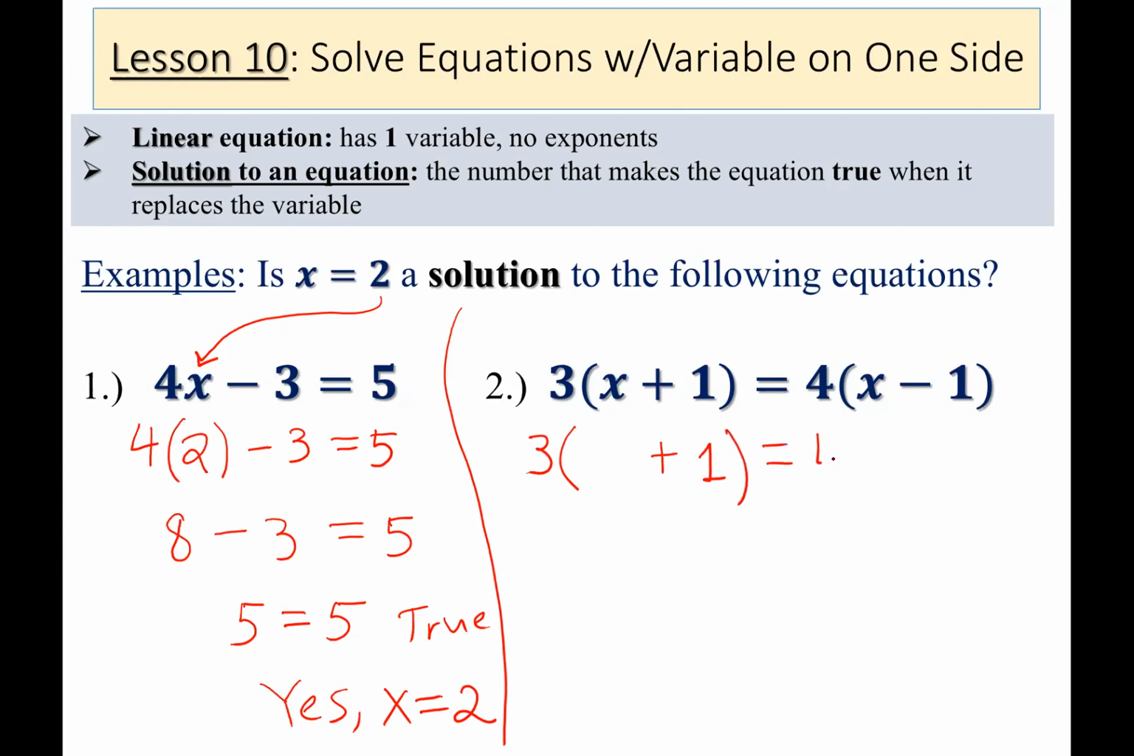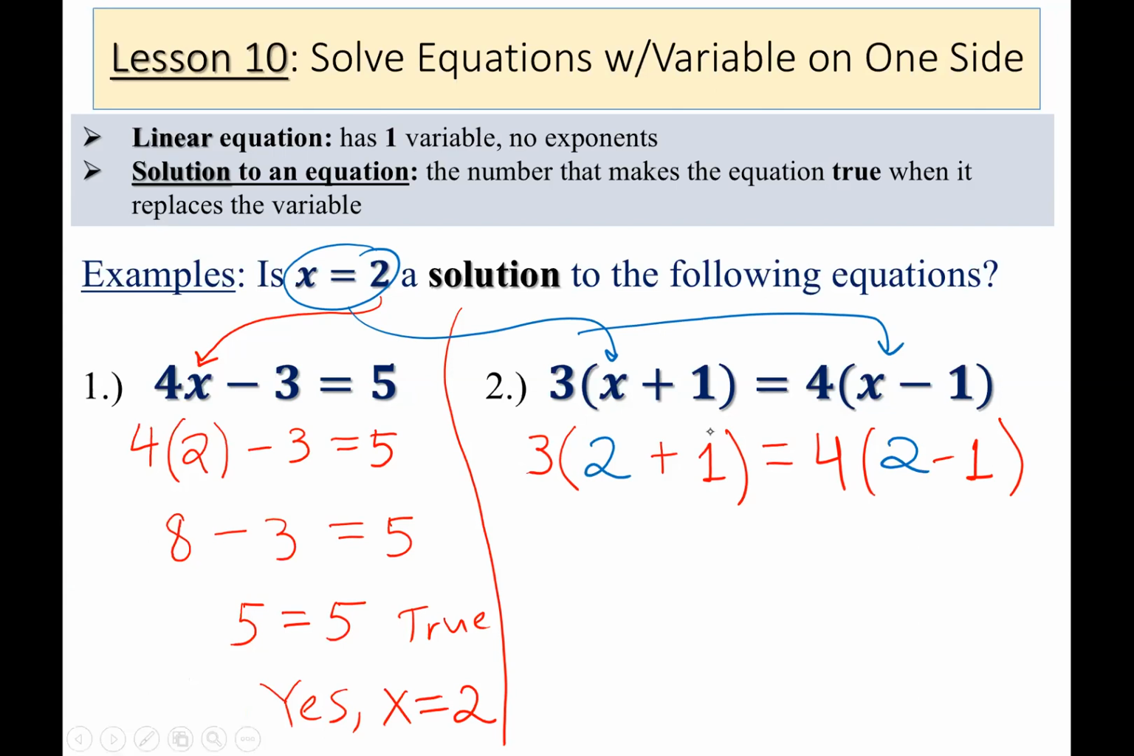So the first thing I'm doing is, you can see I'm basically copying down the entire equation from left to right, but I'm leaving a blank space where the x was. And then I'm replacing the x with 2, and that appears 2 different places in the equation. So here's what I have written next. 3 parentheses 2 plus 1, close the parentheses, equals 4 parentheses 2 minus 1, close parentheses. So I've replaced the x with 2.